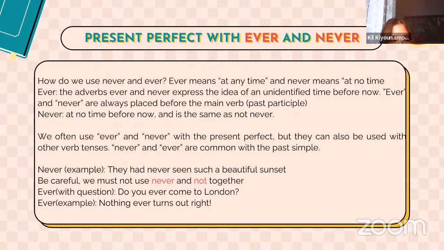We often use ever and never with the present perfect, but they can also be used with other verb tenses. Never and ever are common with the past simple. For never, example one is: they had never seen such a beautiful sunset. And be careful, we must not use never and not together. For ever with the question: do you ever come to London? And the example is: nothing ever turns out right.